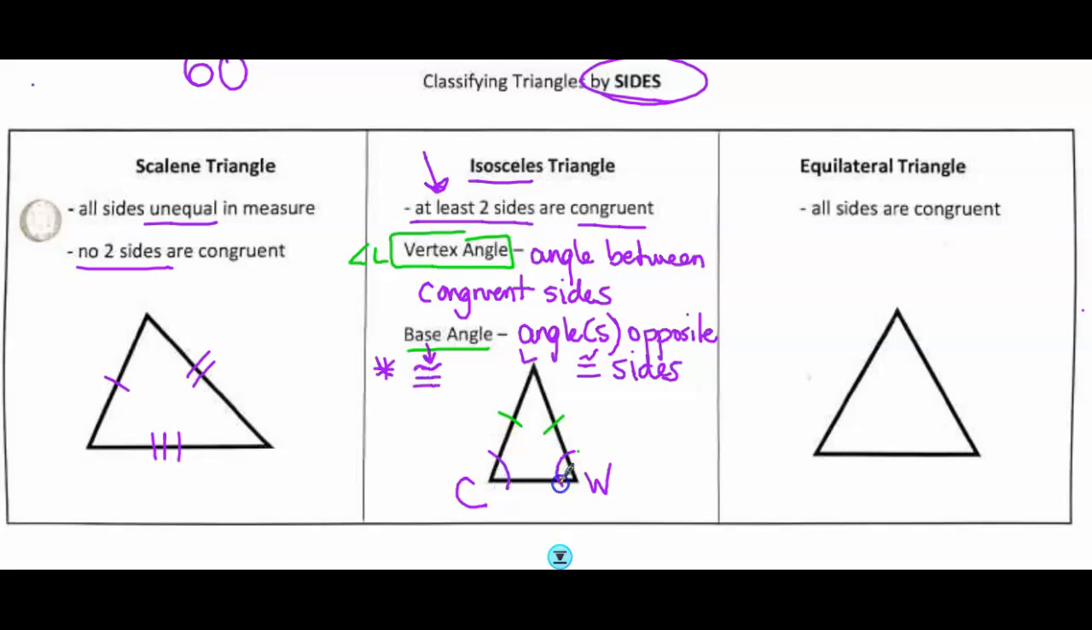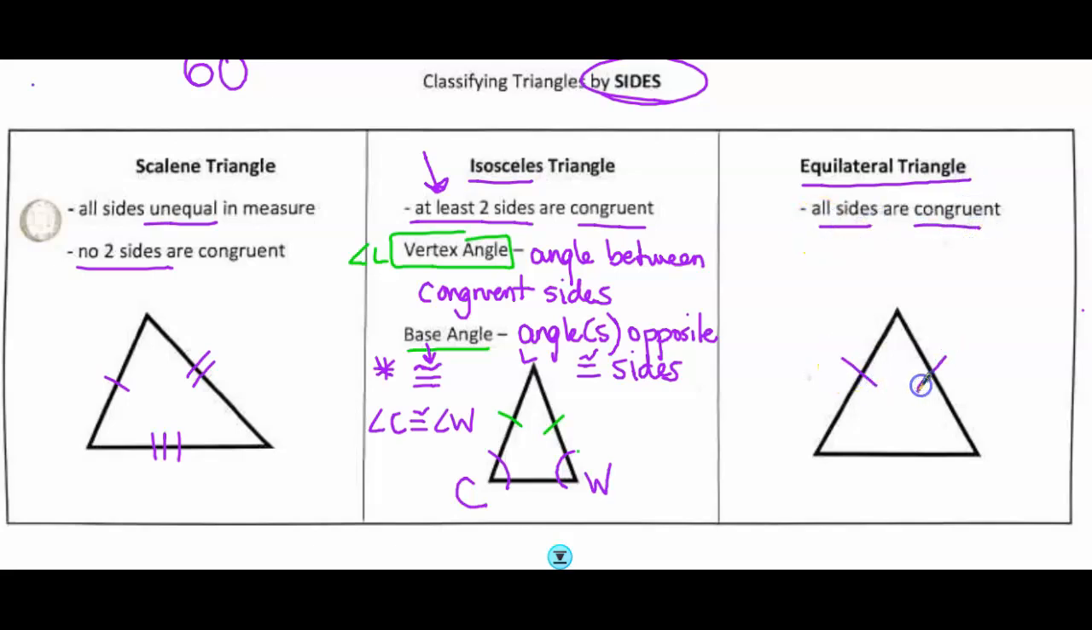So I can mark these up. That means angle C is congruent to angle W. So don't forget, in an isosceles triangle, base angles are congruent. The angles opposite the congruent sides. Last one is equilateral. All sides are congruent.